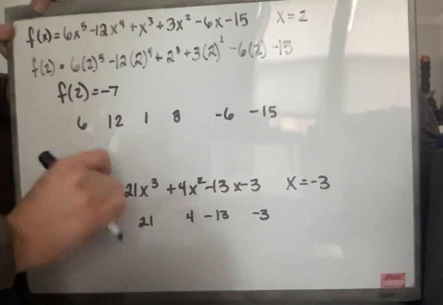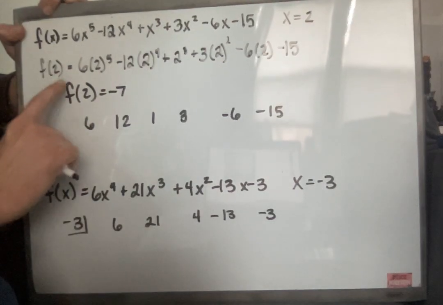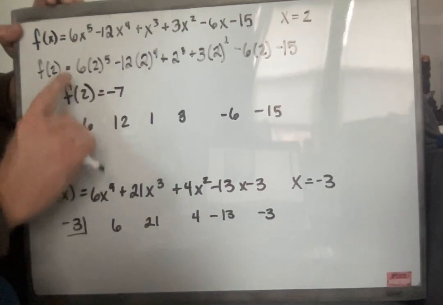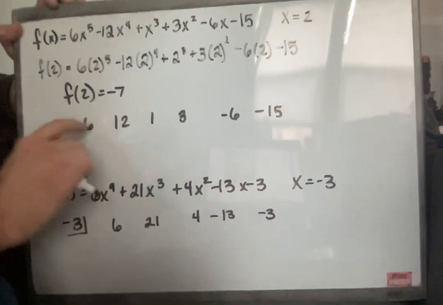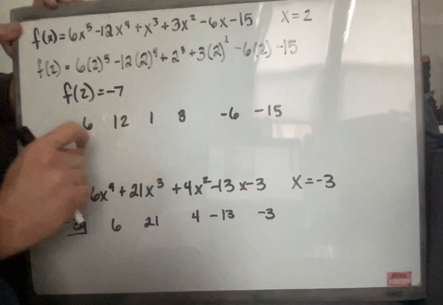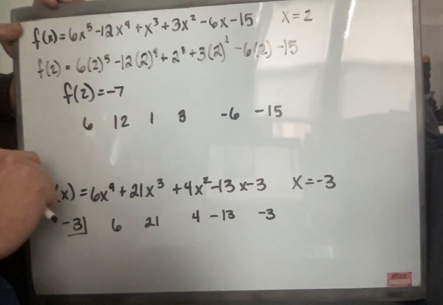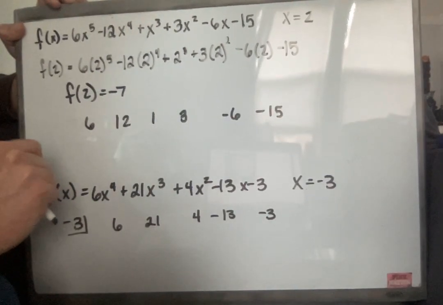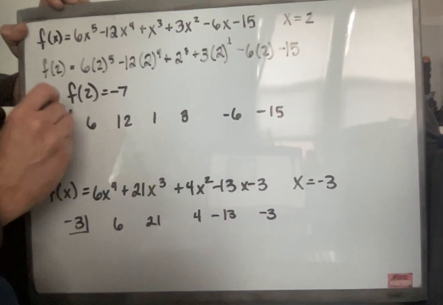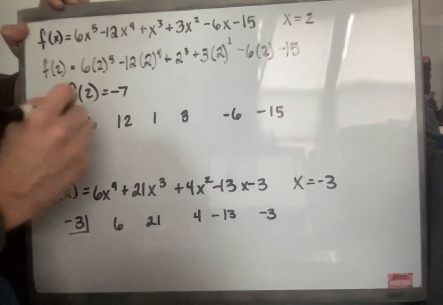One way I could do this is I could just plug 2 in. Every time I see x, I'm going to plug in 2. That's going to take a little bit of work. I already did that and found that f of 2 equals negative 7. However, what I can do is do that with the remainder theorem in synthetic division. So I'm going to synthetically divide this out.